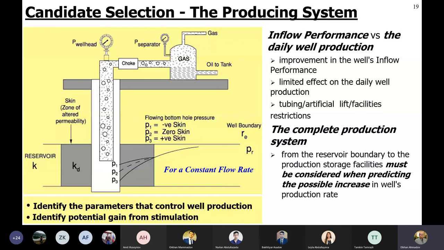Sorry, Al-Khaman, may I ask one question? Yes, so we stop the production and start doing stimulation when we see that the outcome doesn't meet the expenditure? You mean that? No, this is the schematic.